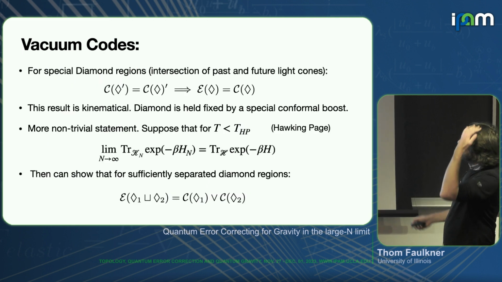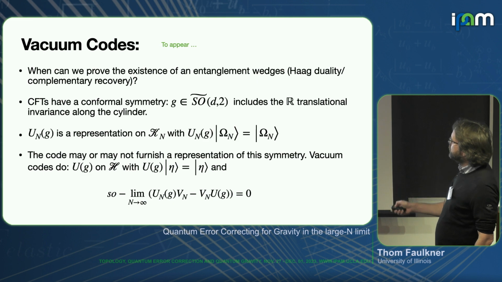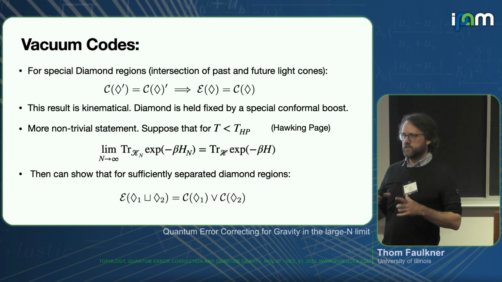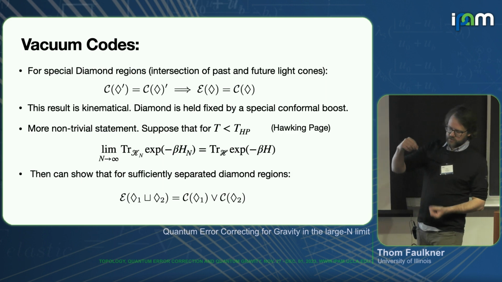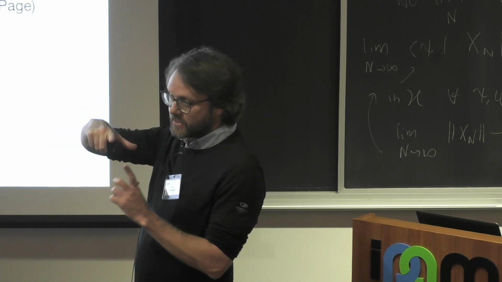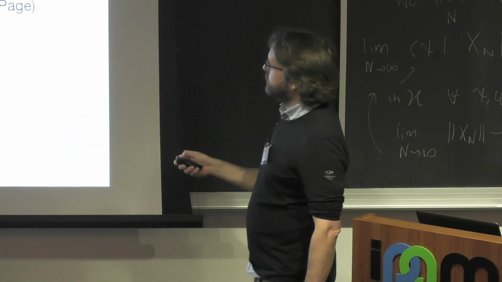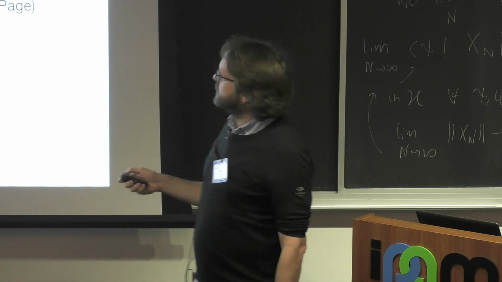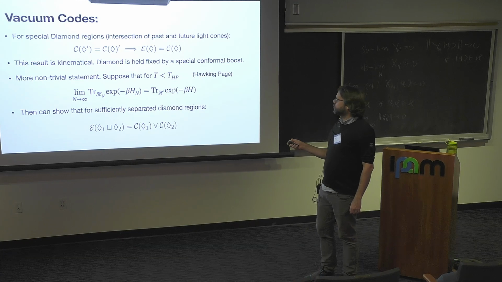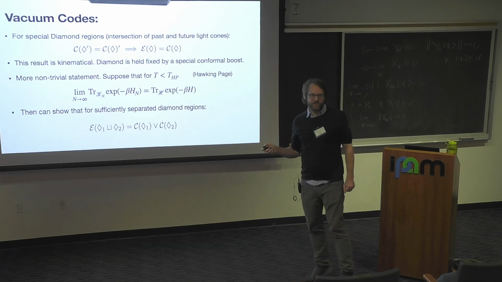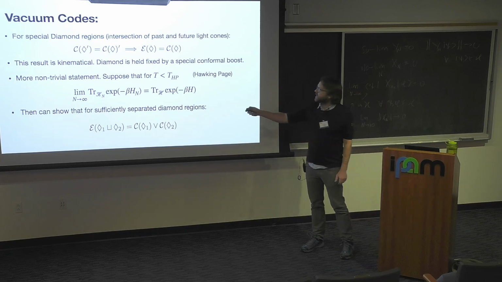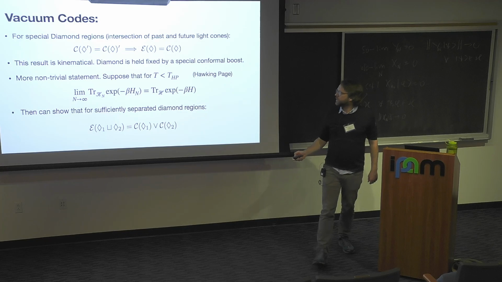Okay, so in this case, for vacuum codes, you can prove for special boundary regions, in particular boundary regions that are diamonds, so they're the intersection of the past and future of a point, that defines a causal diamond. If it's a very special boundary region that we want to consider, you can show that the causal wedge already is maximal. So that means Hugg duality is not violated for the causal wedge. That means the entanglement wedge is equal to the causal wedge.